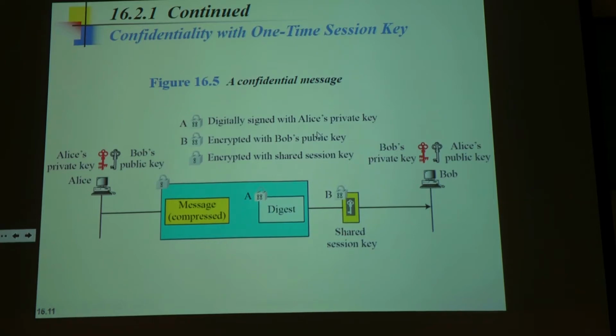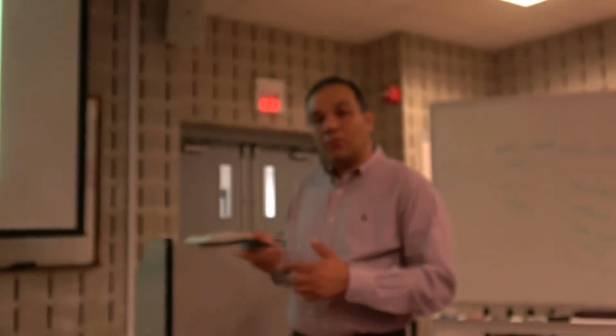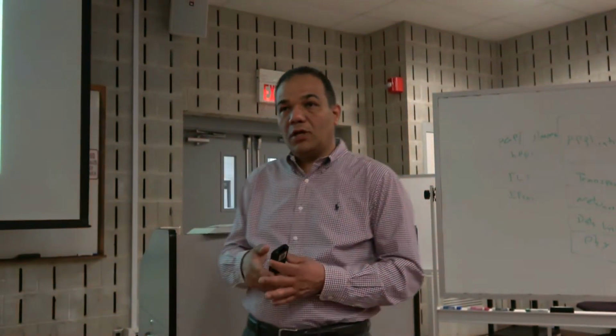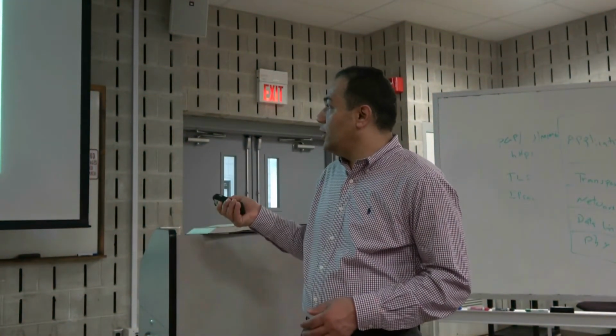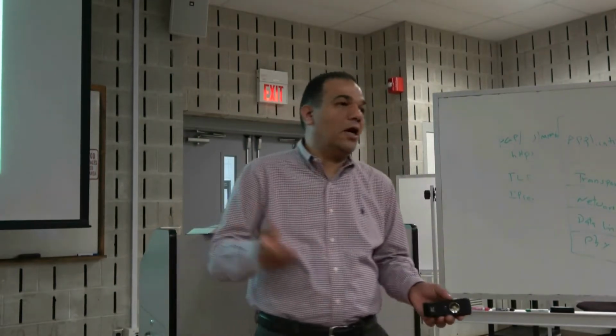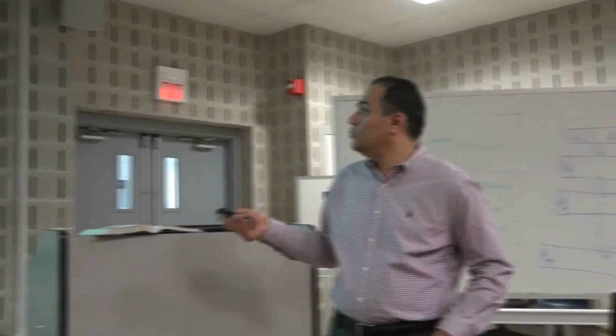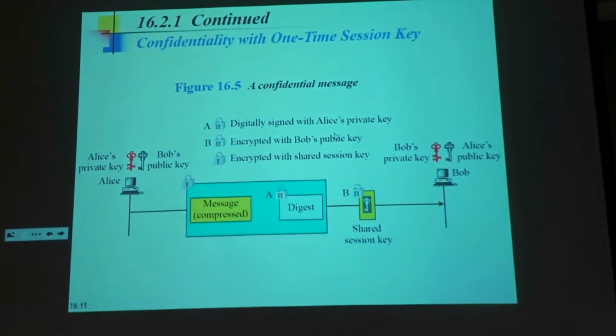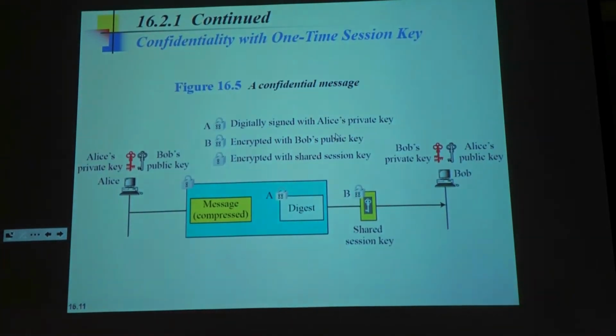Now I have to send the message with the shared key to whom? To Bob. Bob needs to know the shared key to be able to unlock it, okay? So we send the shared key. If I send it as plain text, then anybody can read it. So what I do, I encrypt the shared key with Bob's public key. The only one who can read it is Bob, with his private key.